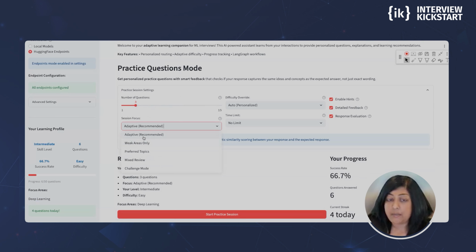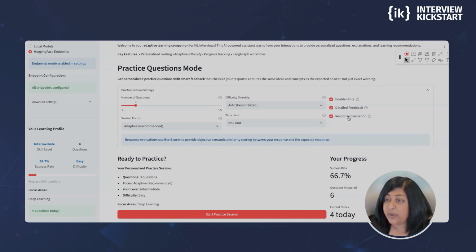Now, the session focus, it can be adaptive, in the sense that the agents are going to decide based on what the focus area needs to be. Does demo user only want to focus on weak areas, or on the preferred topics, or go into a challenge mode? So these are all options presented to the learner, right? And this is used by the agents to determine what questions to render in this practice session. Okay, so just showing this as a setting.